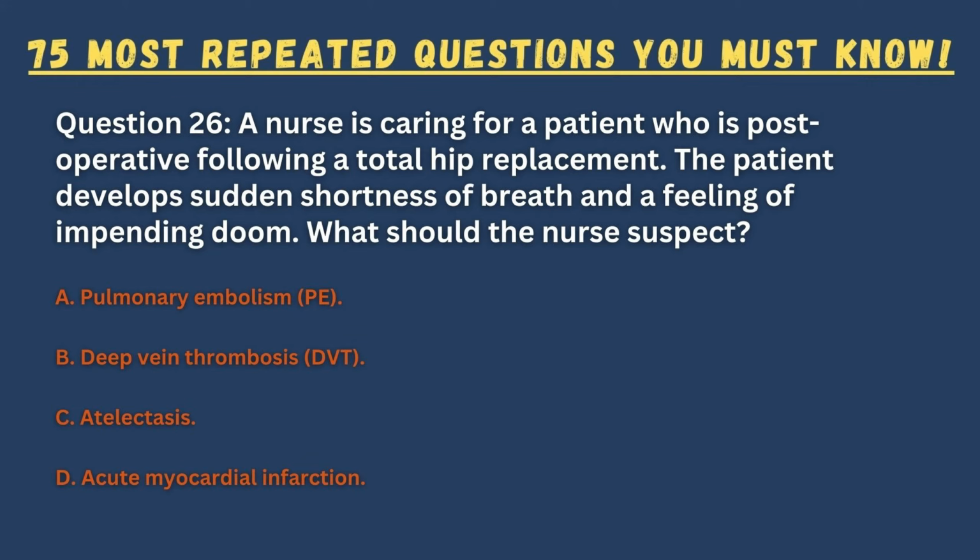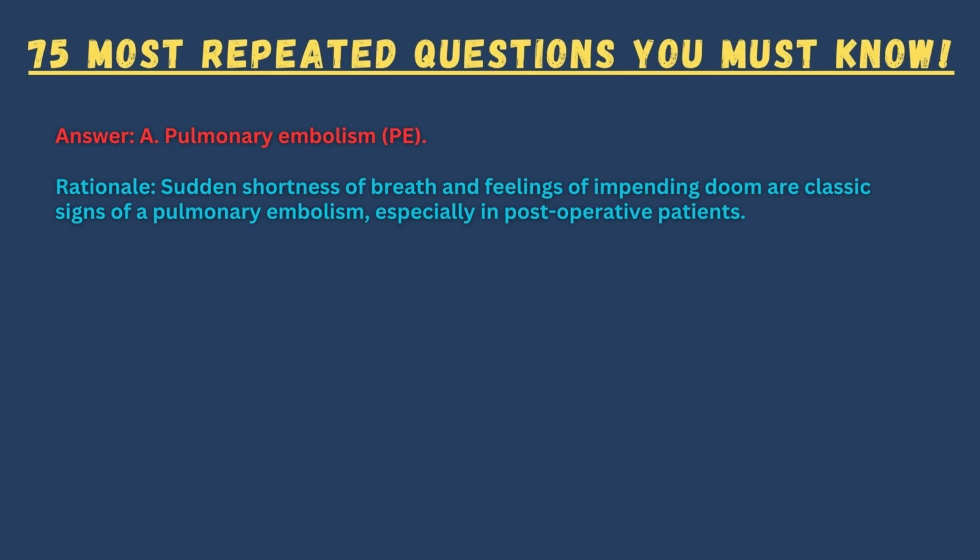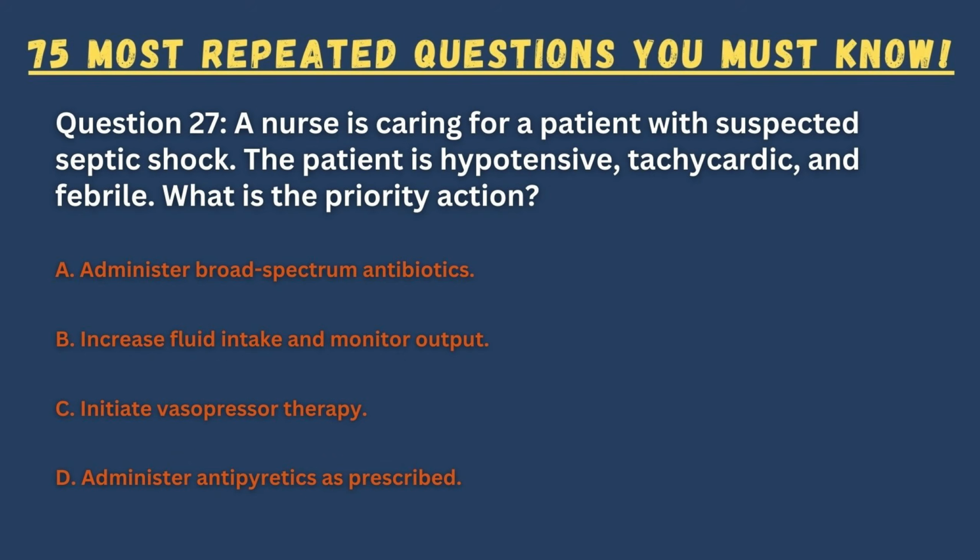A. Pulmonary embolism, PE. B. Deep vein thrombosis, DVT. C. Atelectasis. D. Acute myocardial infarction. Answer: A. Pulmonary embolism, PE. Rationale: sudden shortness of breath and feelings of impending doom are classic signs of a pulmonary embolism, especially in post-operative patients. Question 27. A nurse is caring for a patient with suspected septic shock.